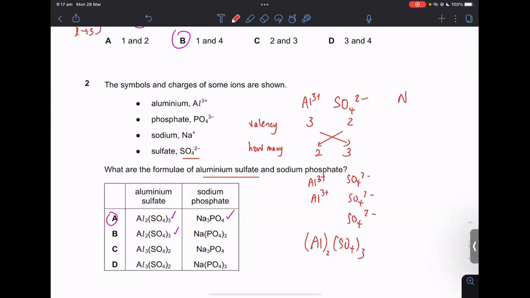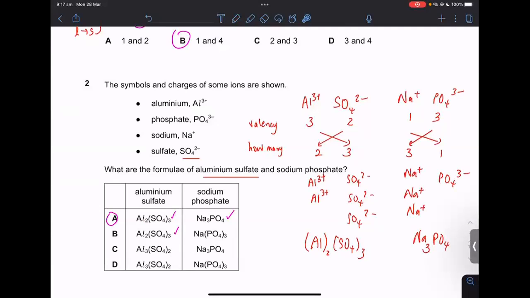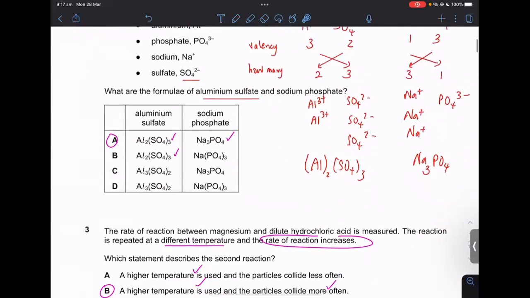As for the other one, sodium phosphate, according to the formula given in the question, there's 1 and 3. Again, you exchange the valency to give you how many. This is your primary school lowest common multiple, LCM. So you need 3 of the Na plus and 1 of that PO4. There can only be one answer there, which is option A there, year 9 chemistry.